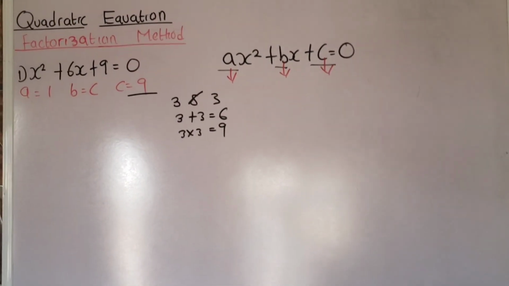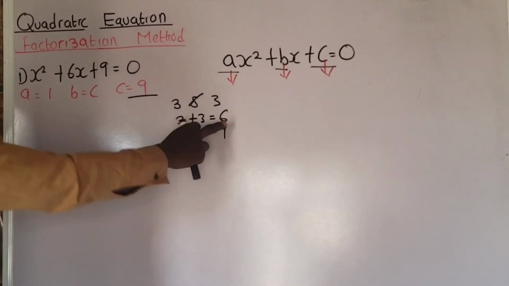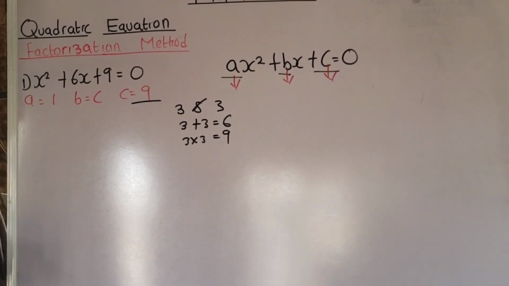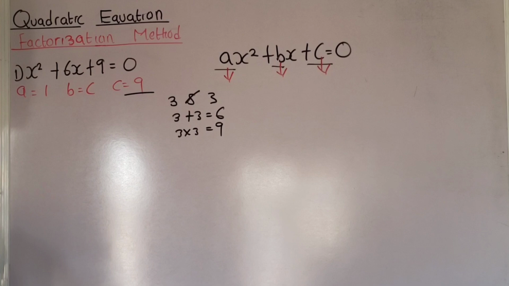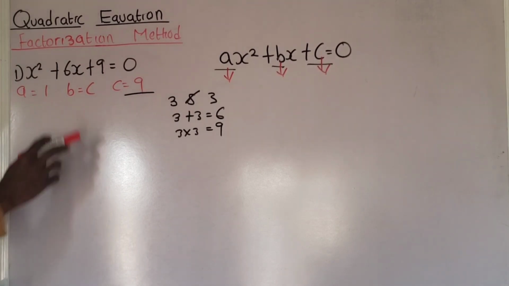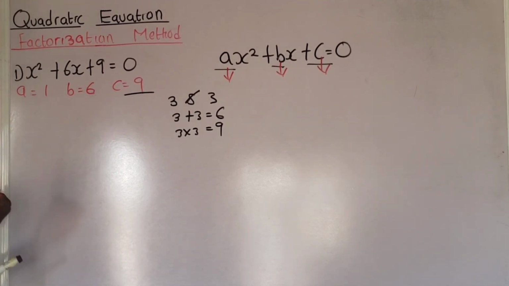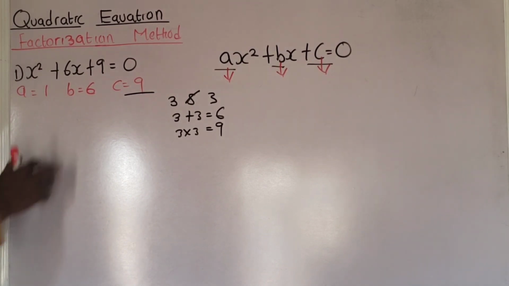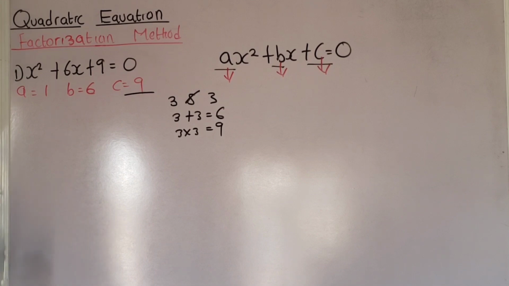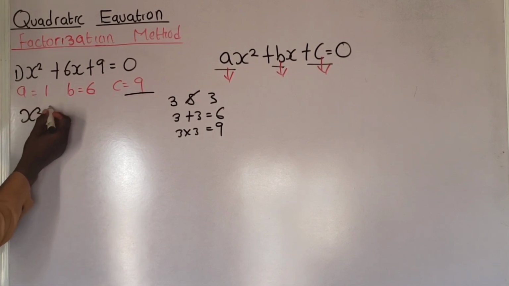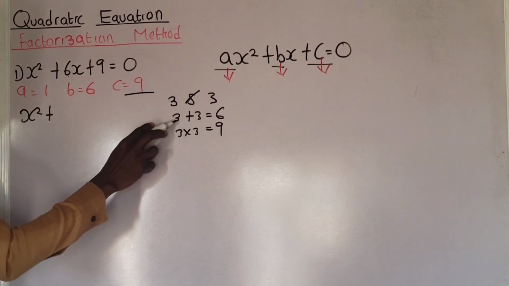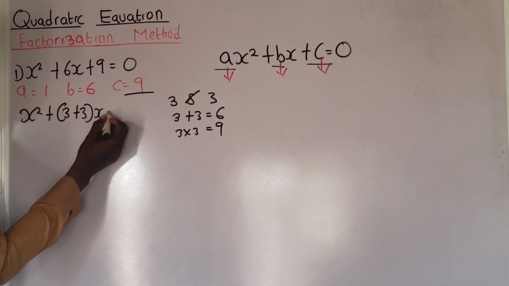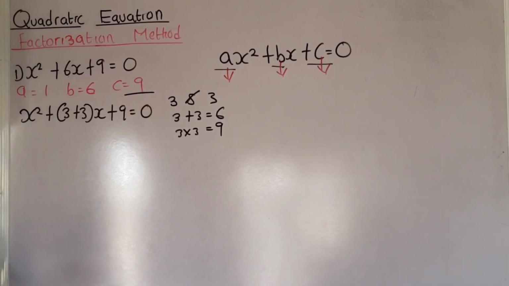As you can see, the sum of these two numbers is equal to 6, and their product is equal to 9. So the next step is that I'm going to replace the second term in the quadratic equation by the sum of these two numbers. The second term in this quadratic equation is b, which is 6. So I'm going to replace 6 by the sum of these two numbers. Hence, the quadratic equation will become x squared plus, so instead of 6, I'm going to replace it with 3 plus 3, in brackets, x plus 9 equals 0.